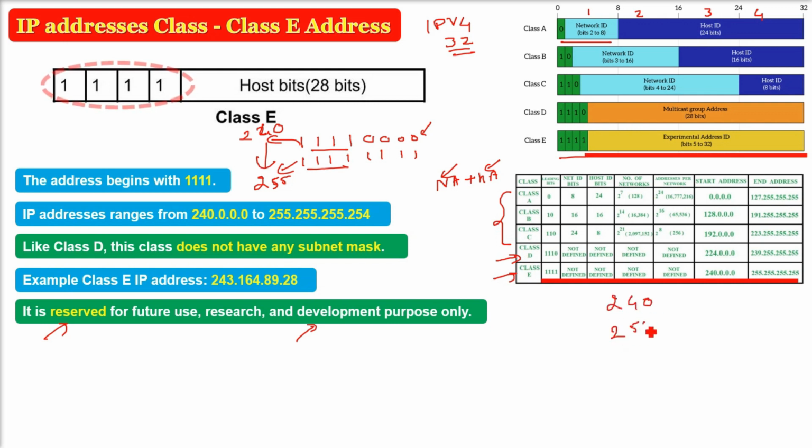The range is from 240 to 255 in the first octet. So this is an example of class E. Don't worry about 164, 89, 28. Since it starts with 243, it is quite clear that it is between 240 and 255. This is a class E address.